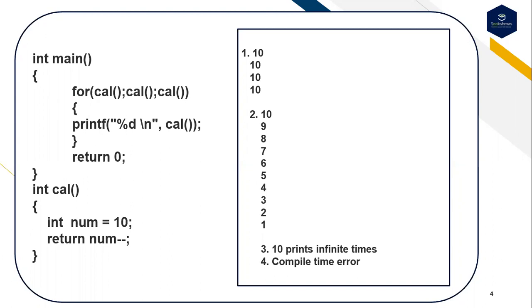So now predict the output of this code. The first option is 10 will be displayed 4 times. The second option is 10, 9, 8, 7, 6, 5, 4, 3, 2, 1 will be displayed. The third option is the value of 10 will be printed infinite times. And the fourth option is compile time error. Predict the output of this code.